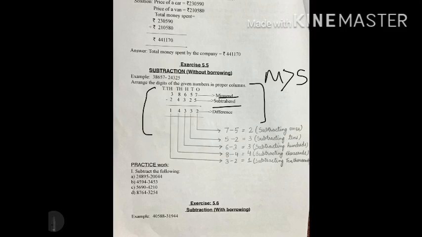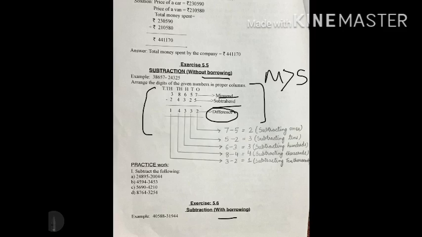So we can say that in subtraction, order is very important. That means the upper number should be bigger than the lower number. And the result of subtraction is called the difference. While doing subtraction, you'll also come across two types of sums. First is without borrowing, and the second is with borrowing. Let's focus on the sum without borrowing.